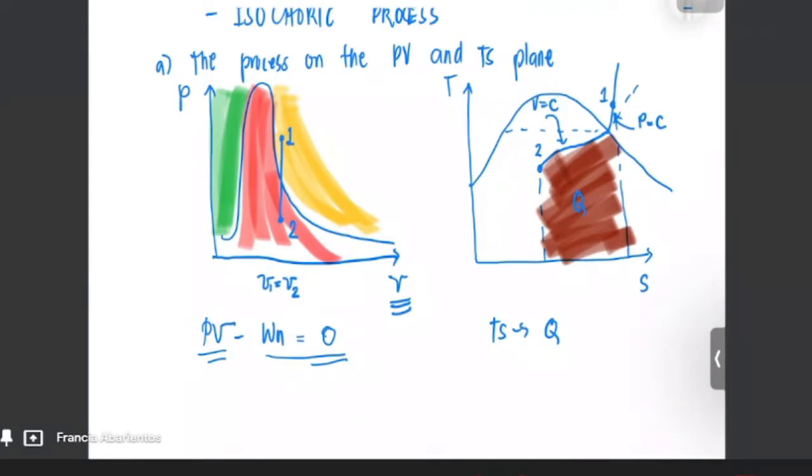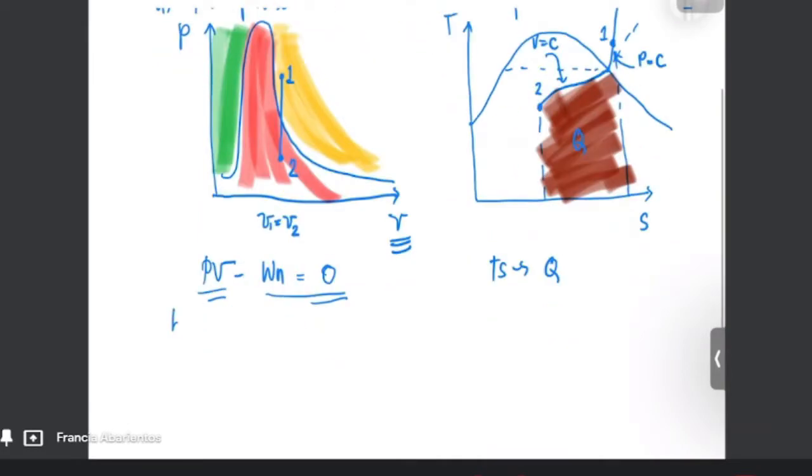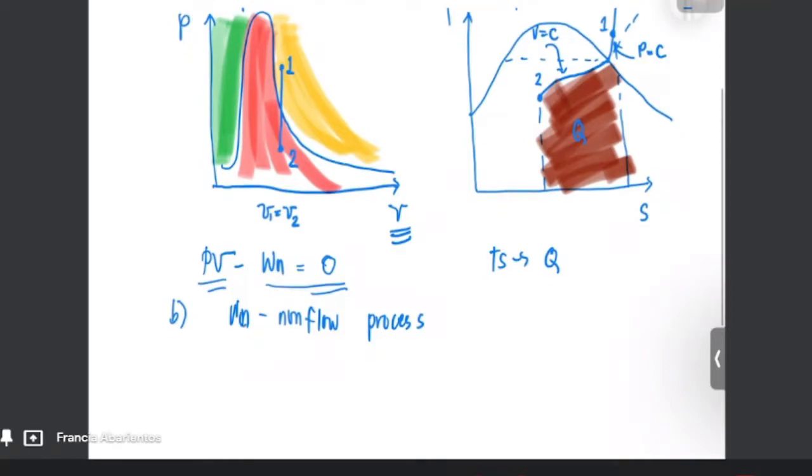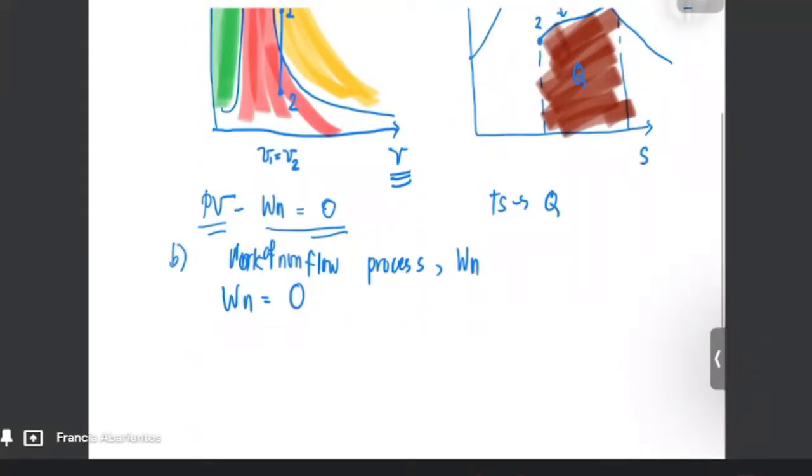Okay? So, sabi ko nga, sa PV plane, okay, wala tayong work sa non-flow. Okay, the non-flow work. Okay. So this is the work of the non-flow process. So from the figure itself, wala talagang work ha. Zero sa constant volume process. As well as sa letter C, we have the transferred heat. Ayan, yung heat natin labeled as Q.